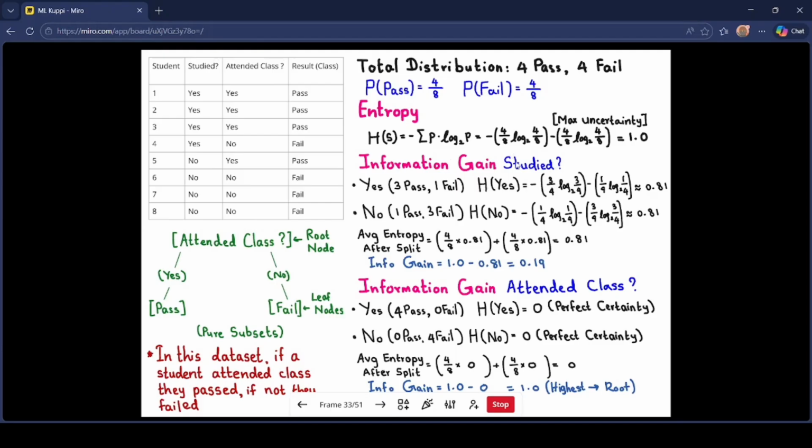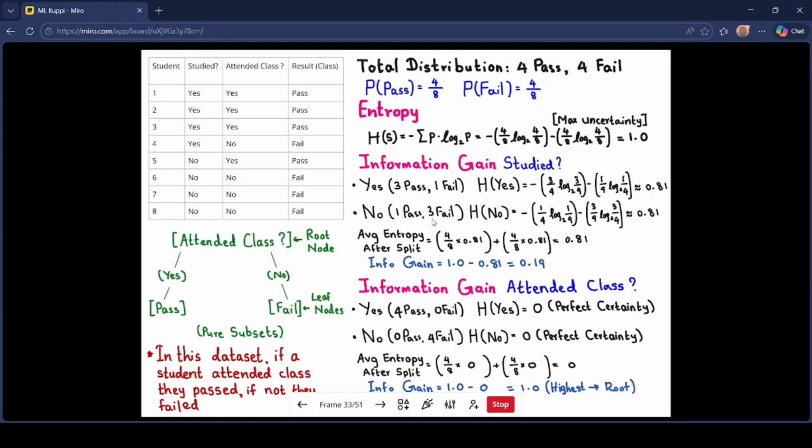First, the attribute we are going to take is studied, whether they studied or not. For studied, we have two outcomes, yes and no. Now we have to count the number of passes and fails for each. When studied equals yes, 3 people have passed and 1 person has failed. Now we calculate the entropy for studied equals yes. Considering the pass section and the fail section, we get an entropy of approximately 0.81.